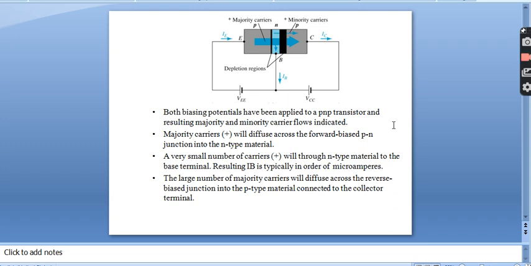The majority carriers will be diffused from the forward biased PN junction into the N-type material. These majority carriers occur at the emitter end. Here the majority carriers are holes, because it is P-type material, and P-type material has holes as majority carriers at the emitter end of the forward biased junction. These majority carriers will diffuse across the forward biased PN junction into the N-type material.